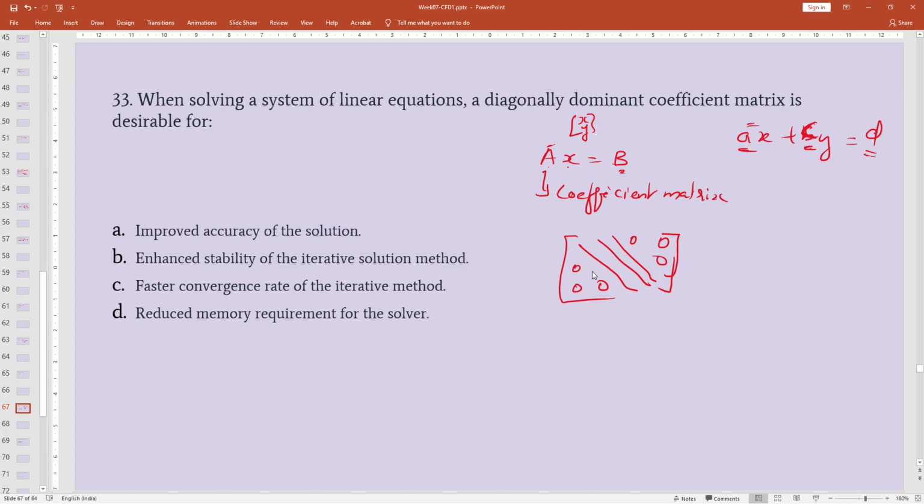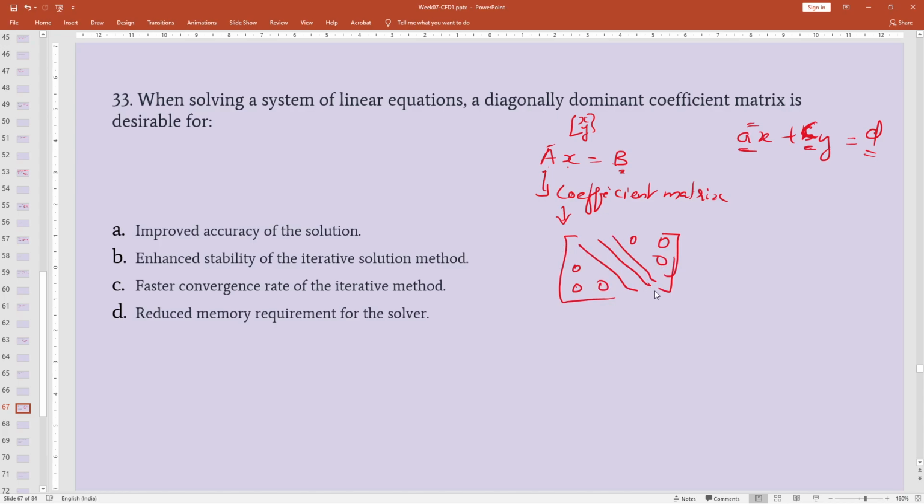it is having only terms in the diagonals. This what I have drawn is a tri-diagonal. It can be pentadiagonal or single diagonal, anything. So if the coefficient matrix is something like this, that is, it is having only terms in the diagonals and not in the corners. Then what will be its specialty or use?